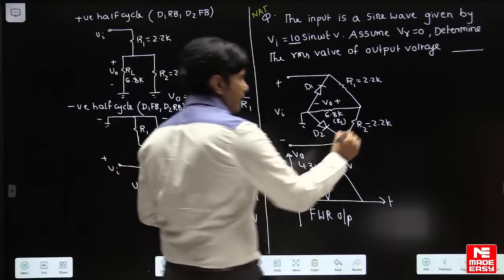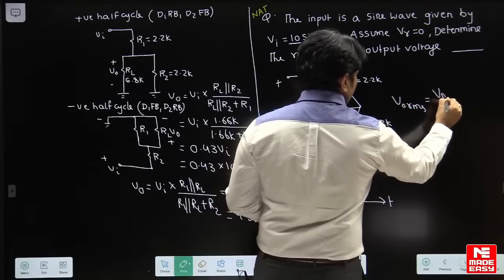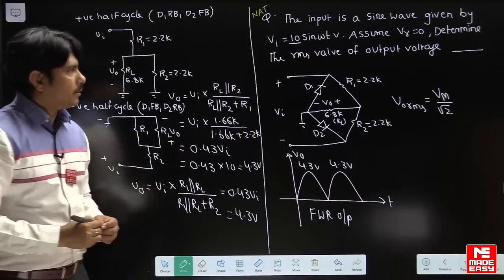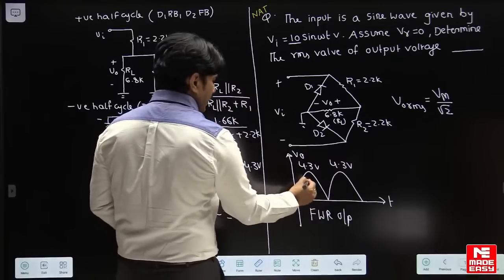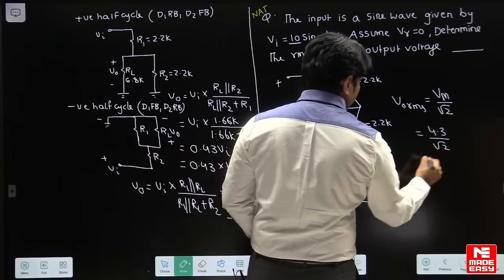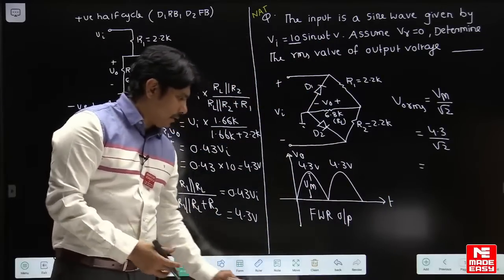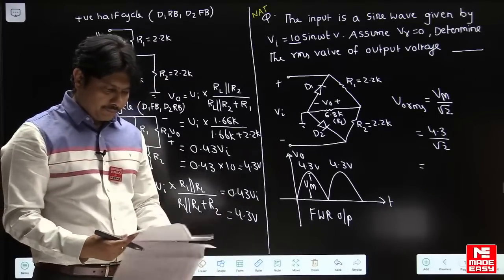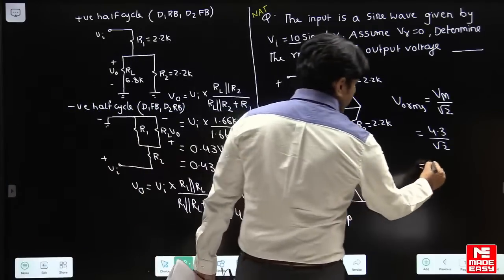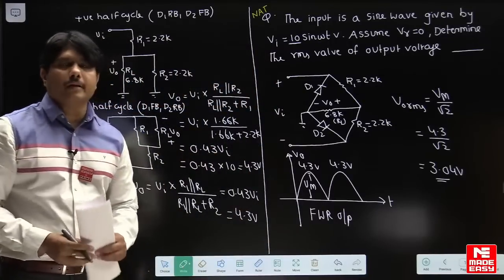What is the formula for a full wave rectifier? The output RMS value is Vm divided by root 2. This is the formula for a full wave rectifier. So Vm here, you take 4.3 as Vm. So 4.3 divided by root 2. So this is your output RMS value in the question. So let me write the calculated answer. How much did we get? I am writing 3.04 volts. So this must be the calculated answer for this question.